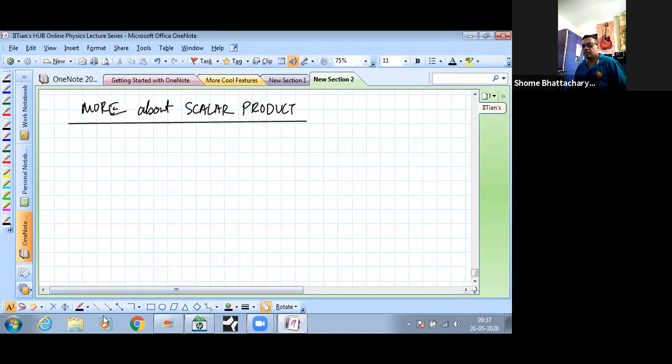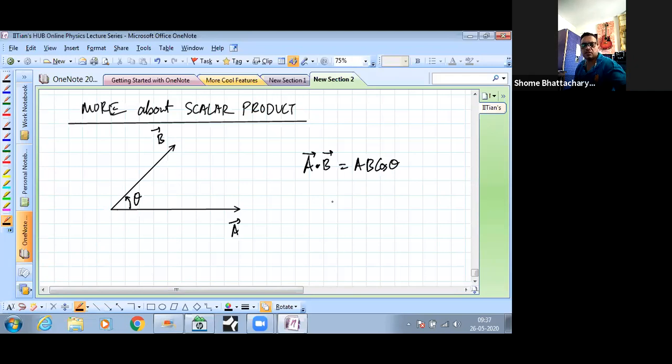So let's understand this in this way. If we have two vectors like this, such that the angle between them is theta. This is the vector A and this is the vector B. Now, A dot B, as a formula we have seen, is AB cos theta. But now you can see something interesting in this.